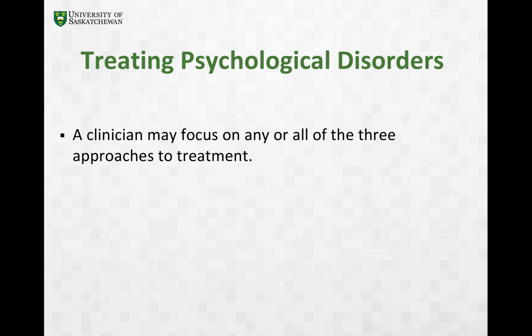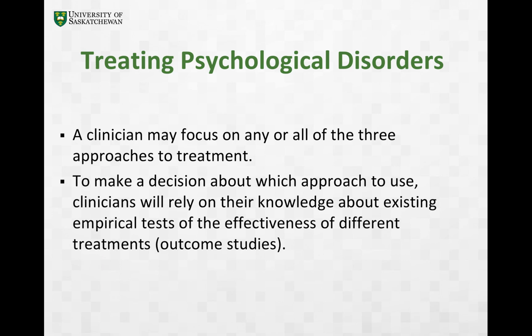Now, a clinician may focus on any or all of the 3 approaches to treatment, and the decision will really come down to what the empirical literature shows works best for a particular disorder. So, for example, what works well for treating depression does not necessarily equate to the same factors that work well for treating an eating disorder. And so, in order to have some of that flexibility to provide the best treatment, we need to be flexible in terms of what of these levels we focus on and whether or not we need all 3.